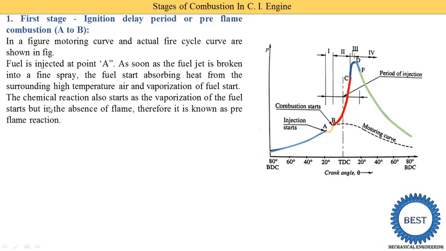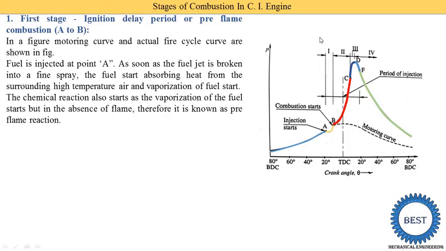When the diesel starts to vaporize, this vaporized diesel starts chemical reactions with the compressed air, but in the absence of flame, because at that time the flame is not available. Therefore it is known as the pre-flame reaction. So here we write ignition delay period or pre-flame combustion. Pre-flame means the flame is not produced before that time. And ignition delay means when we spray the diesel, at that time the ignition does not start. After some time ignition starts, that is at point B. Here in this image you see that at point B combustion starts and at point A injection starts. So this time is known as stage A.